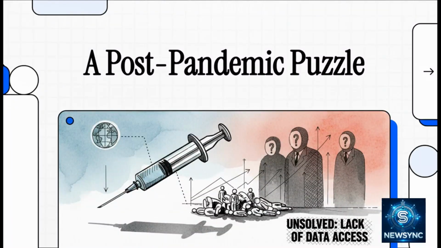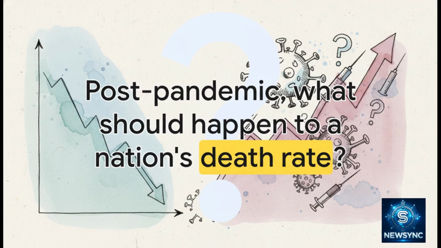So today, we're going to dig into a really strange statistical puzzle that popped up right after the main waves of the pandemic. It's a mystery all about a very simple but incredibly important number, a country's death rate. And according to our source material, it's a puzzle that, frankly, hasn't gotten nearly enough attention. So, let's dive in.